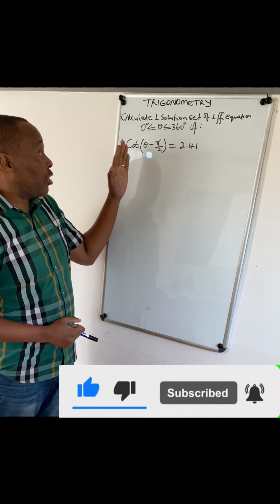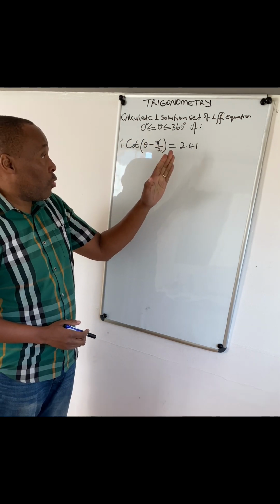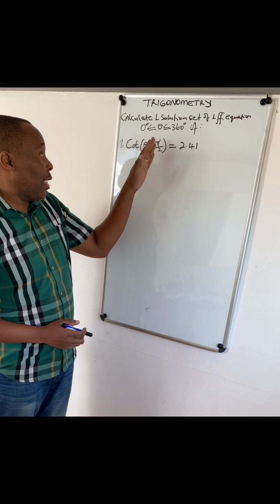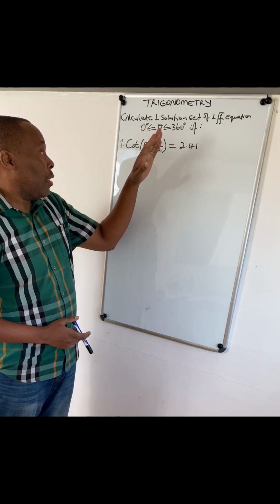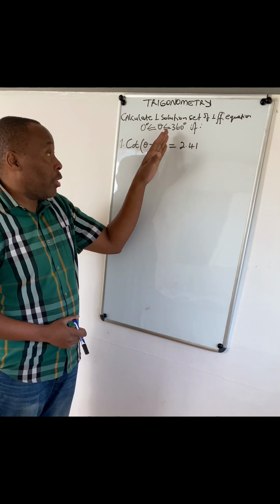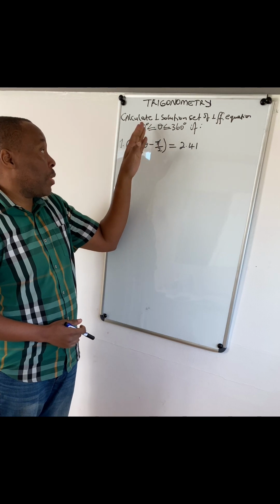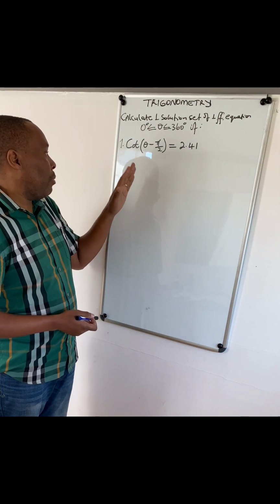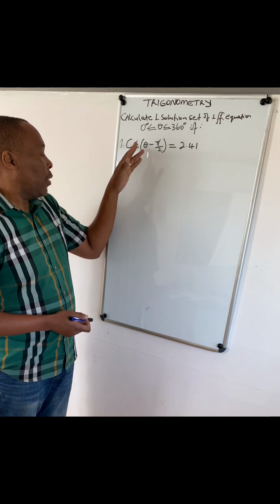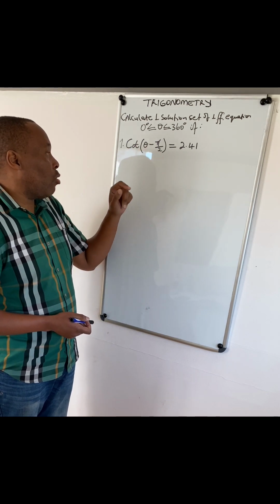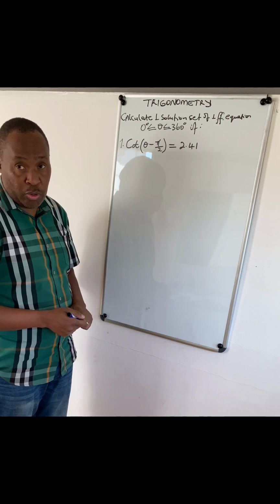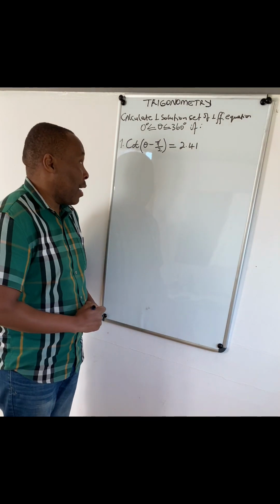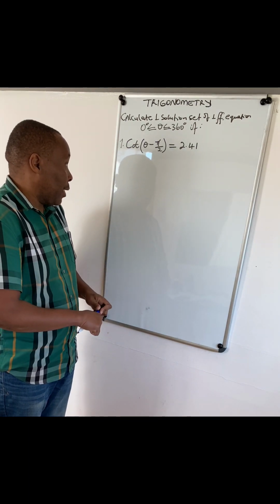Here in the instruction: calculate the solution set of the following equation, with the range of theta being less than or equal to 360 degrees and theta greater than or equal to 0 degrees. So here is our number one. We are given cot of theta minus pi over 2 is equal to 2.41. And this is how we go about it.